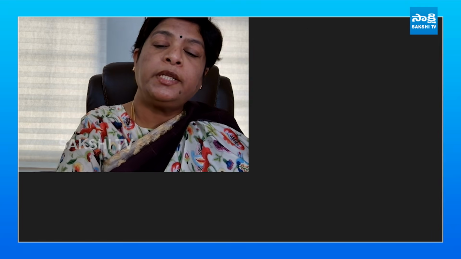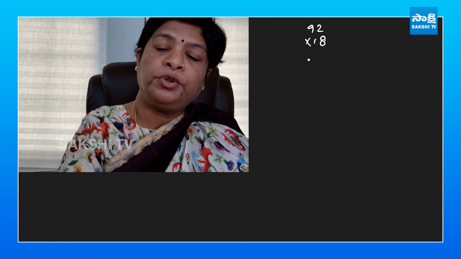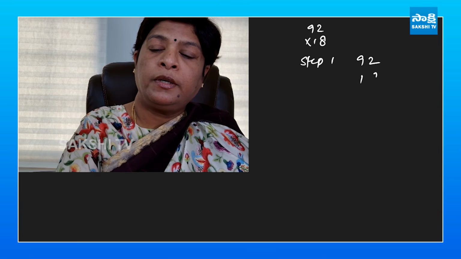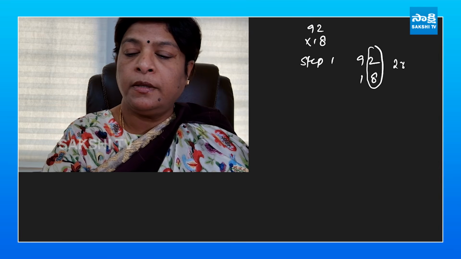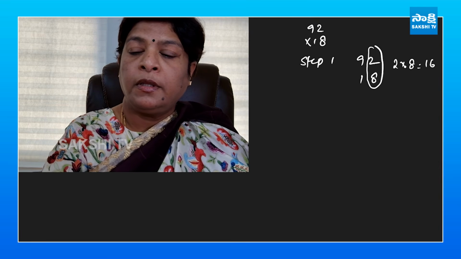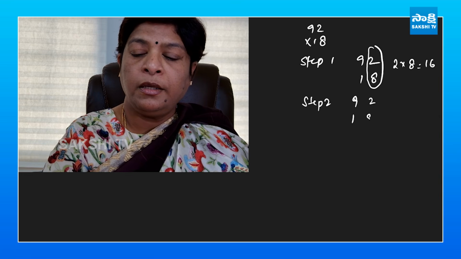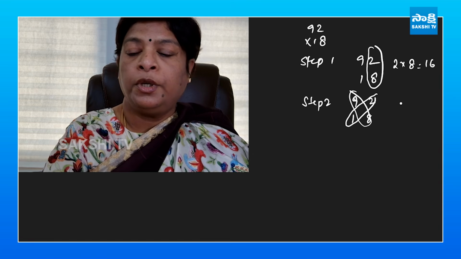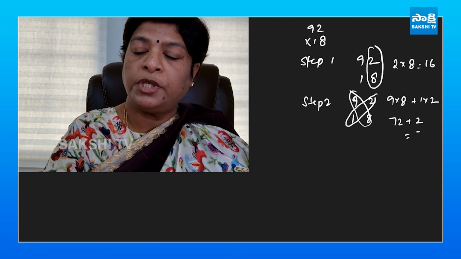Let's see one more example. Let's multiply 92 times 18. Applying the Urdhva Tiryagbhyam Sutra, step 1 results in a product. The vertical multiplication of 2 and 8 gives us 16. Then step 2 yields us, 92, 18, so 9 times 8 and 1 times 2. 9 times 8 is 72 plus 1 times 2 gives us a 2. So 72 plus 2 is equal to 74.